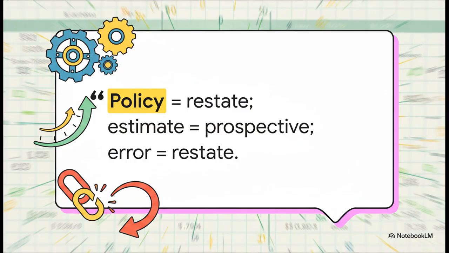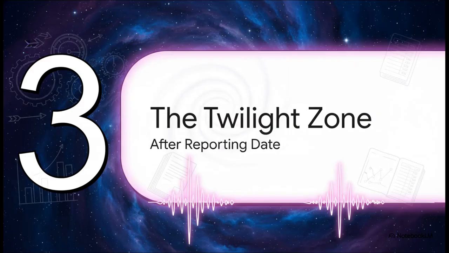Here is your one-line trigger phrase to lock IAS 8 into your brain forever. Policy equals restate, estimate equals prospective, error equals restate. If you can remember this simple formula, you are going to navigate any IAS 8 scenario the examiner throws at you.